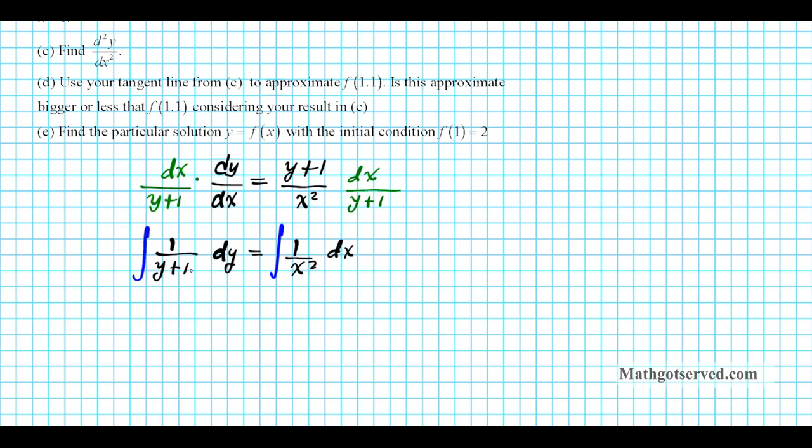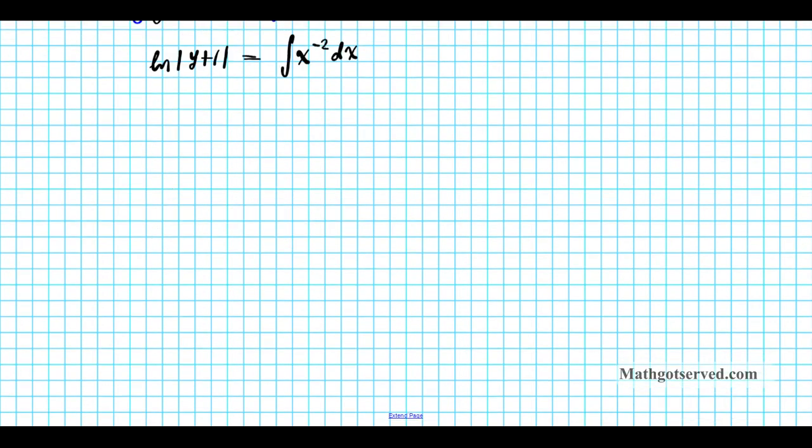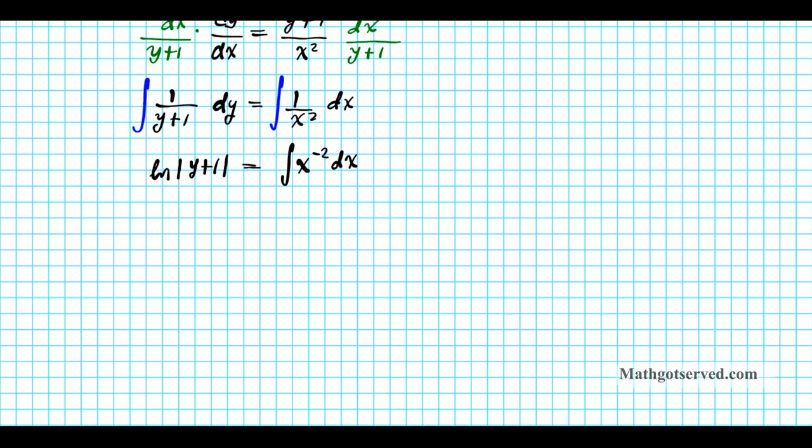So the antiderivative of this expression is simply the natural logarithm of the absolute value of y plus 1 using u substitution. And then here, I can write this expression as x to the negative 2 dx. Writing it like this makes it easy for me to use the power rule for integrals, okay? So let's go ahead and find the antiderivative of that. The natural logarithm of the absolute value of y plus 1 is equal to x to the negative 2 plus 1 is negative 1, over negative 2 plus 1, which is negative 1.